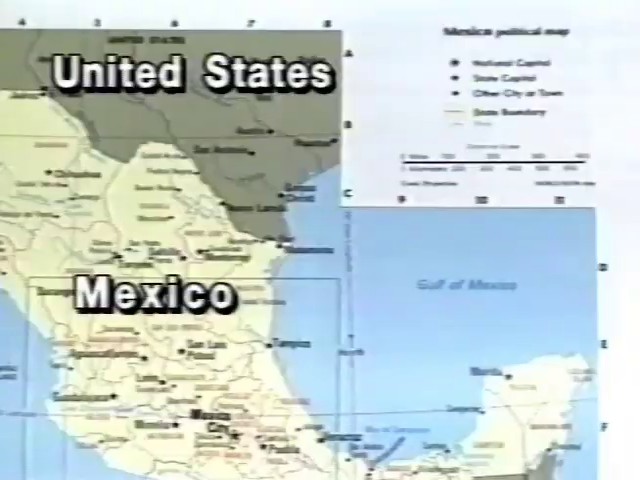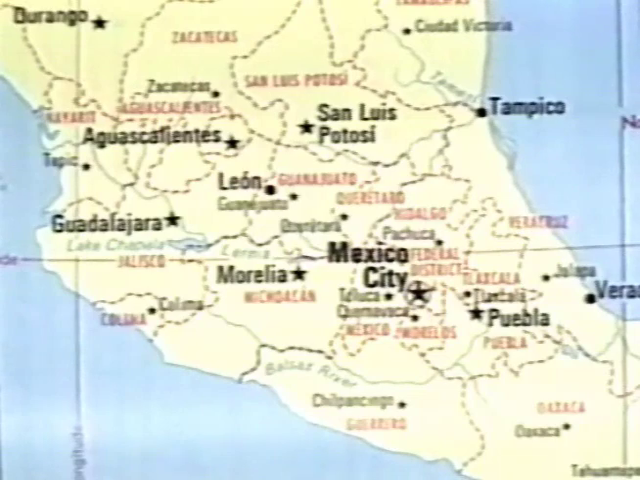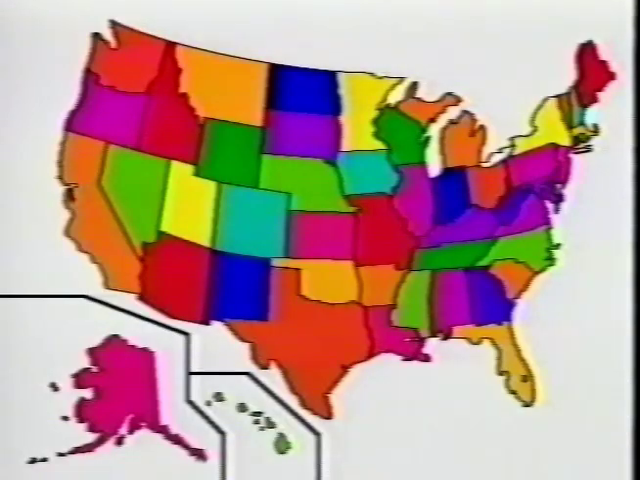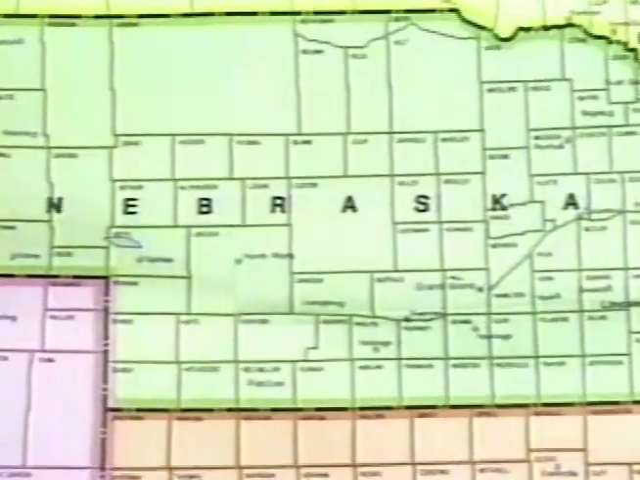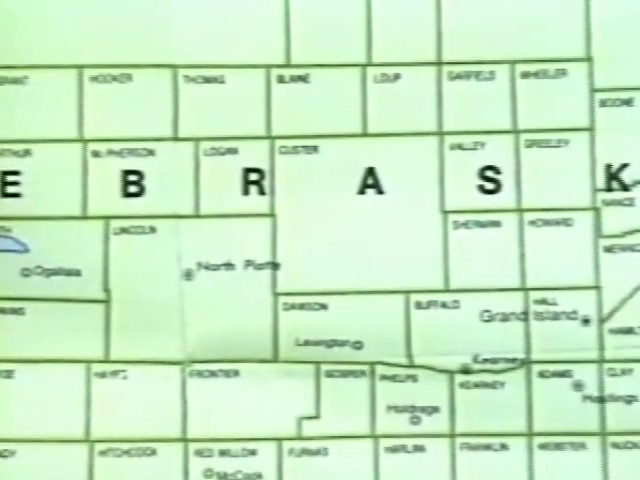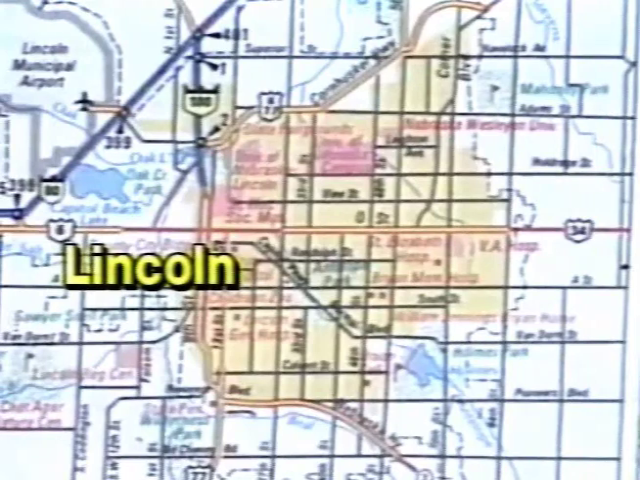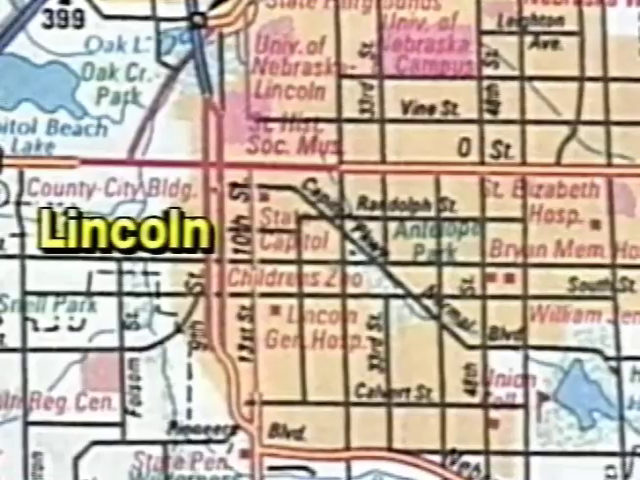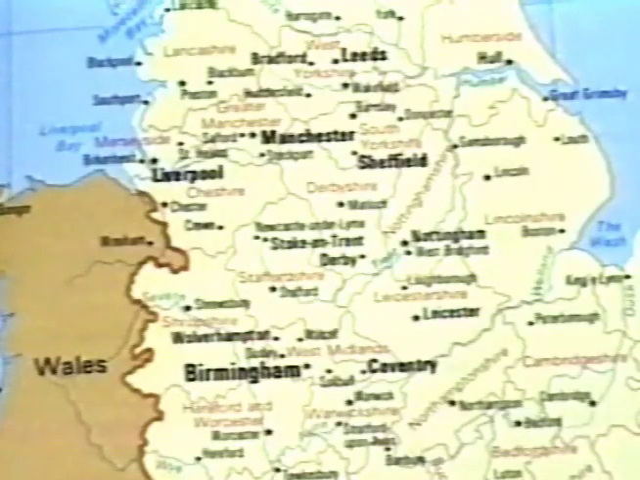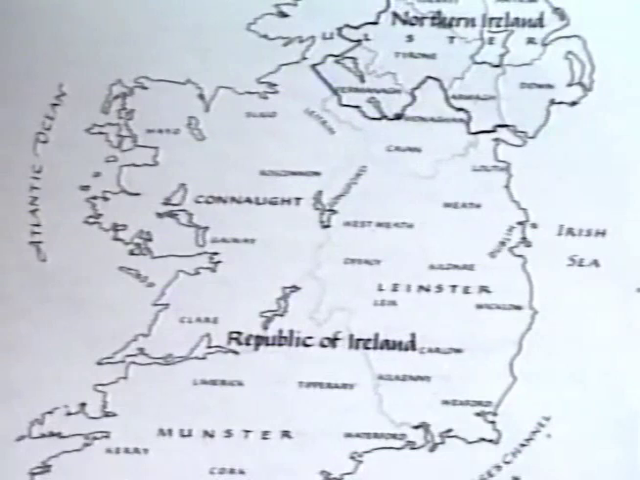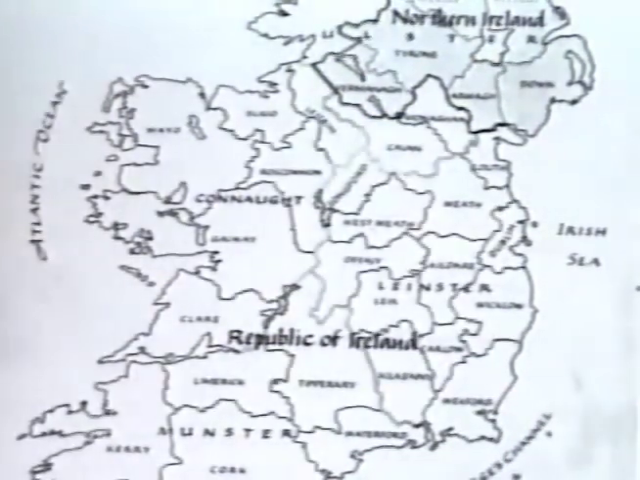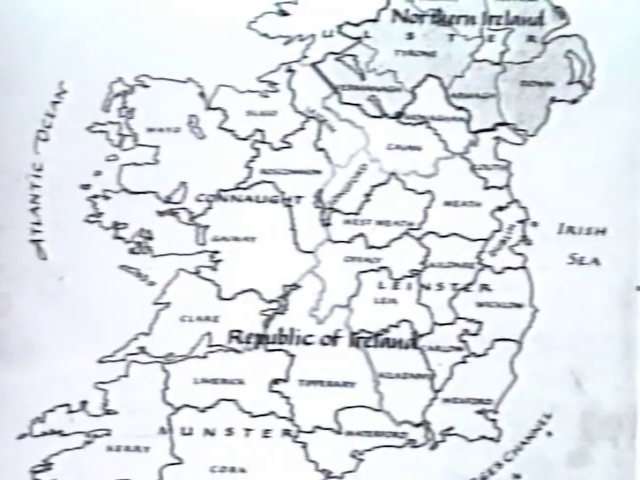Political maps, then, show the outline and divisions of nations and then smaller sections within those nations. For example, here's a map of the U.S. divided into states. Now, here's a map of the state of Nebraska, divided into counties. And here's a typical map of a city in Nebraska, Lincoln. Similar divisions are found in most nations. Here, for instance, we have a map of Ireland, which is divided into counties.